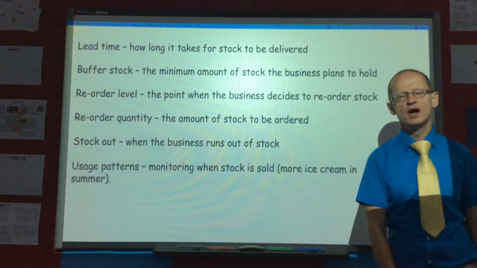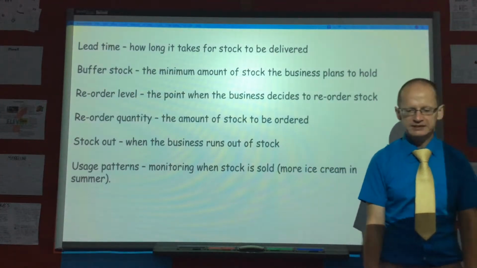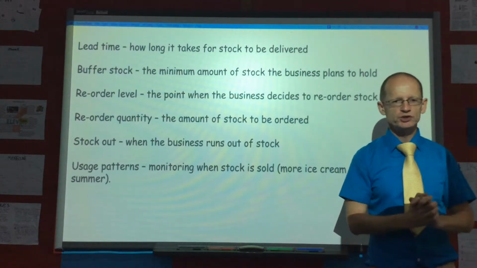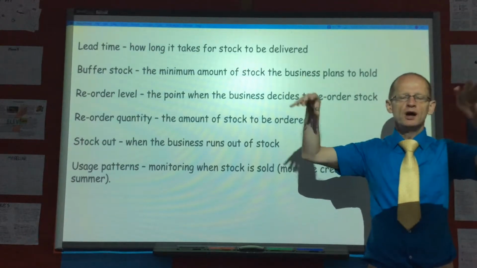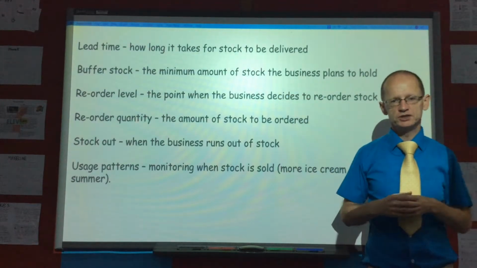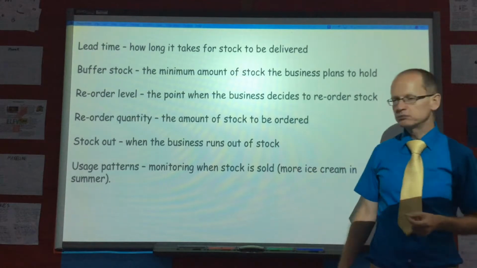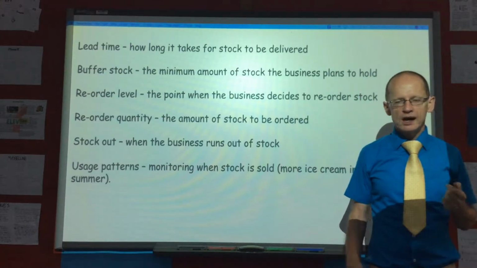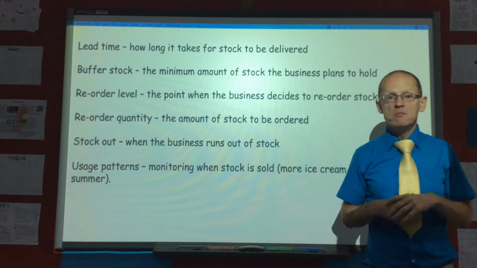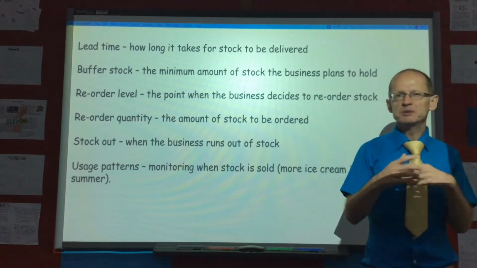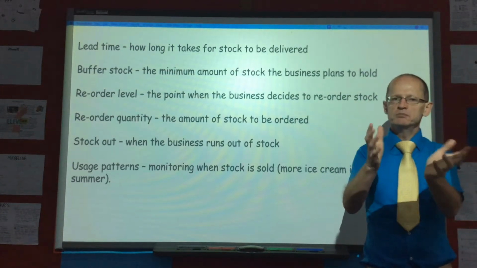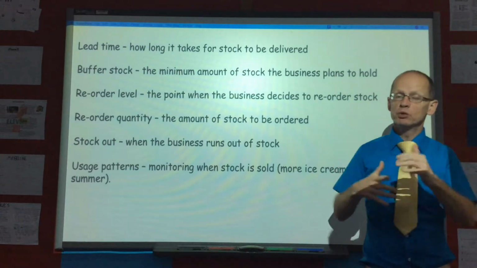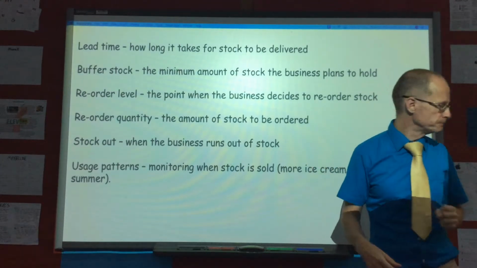And usage patterns, obviously big businesses have lots and lots of computers which are closely monitoring how our spending patterns change. So for example, we would expect most convenience stores to maybe sell more ice creams and what have you in the summer. Maybe people consume more ice cream Saturdays and Sundays because maybe more people are not working.